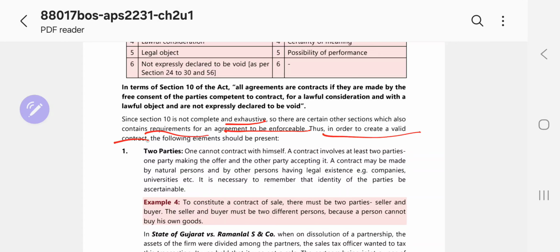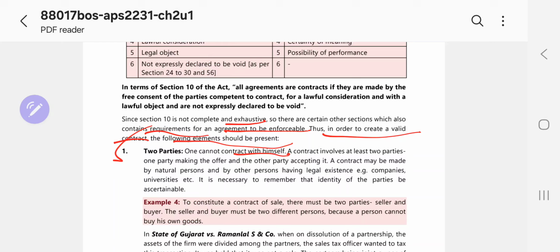Thus, in order to create a valid contract, the following elements should be there. The first one is two parties. One cannot contract with himself. So one individual cannot contract with himself. Suppose I say to myself, okay Anuja, I am providing you 10 lakh rupees, so you can provide me a car. How can I make a deal to purchase a car with myself only, when I only have 10 lakh rupees and I am only providing 10 lakh worth of car to myself? It never happens.